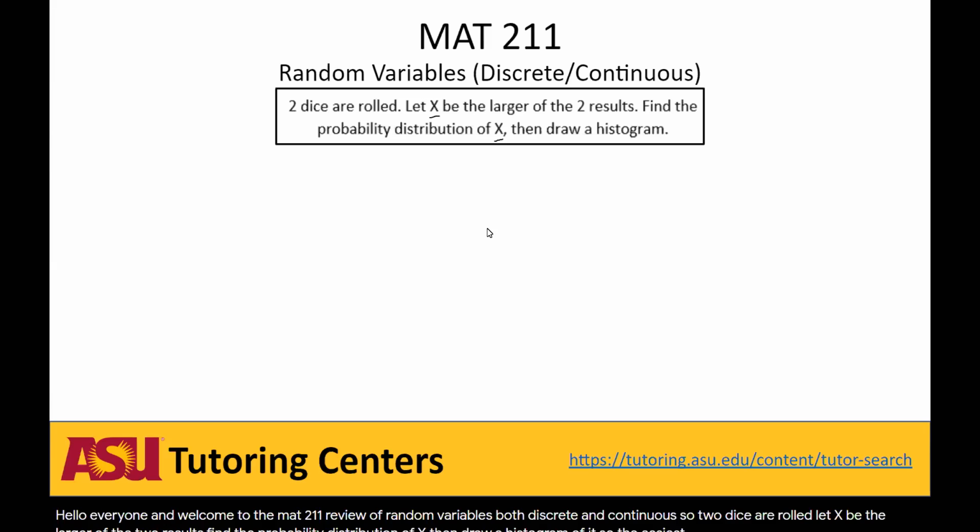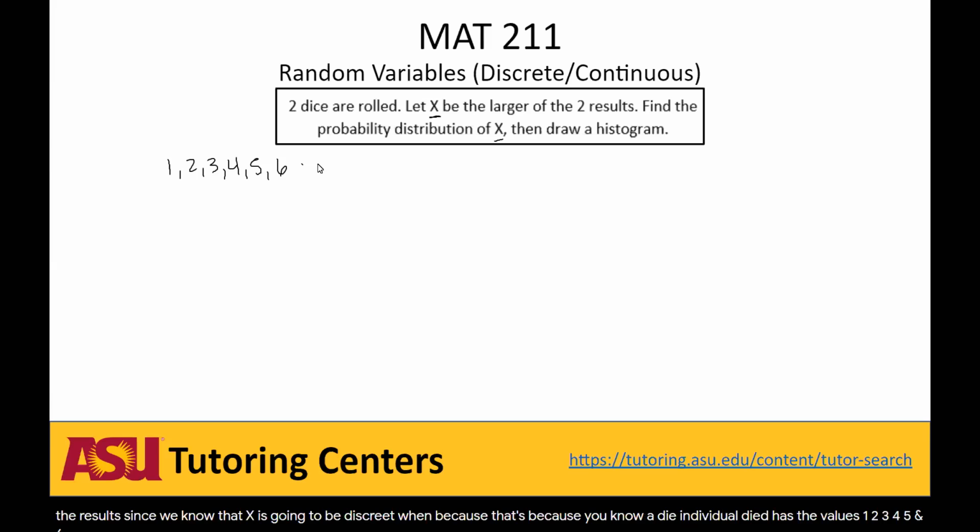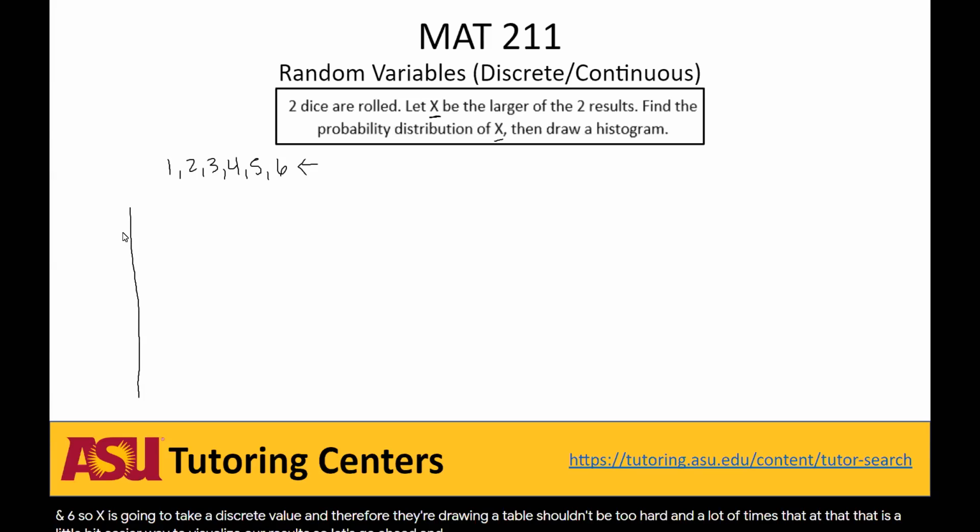So, the easiest way to start this is to make a table of the results. Since we know that X is going to be discrete, and that's because an individual die has the values 1, 2, 3, 4, 5, and 6. So X is going to take a discrete value, and therefore drawing a table shouldn't be too hard. And a lot of times that is a little bit easier way to visualize our results. So let's go ahead and make ourselves a table.